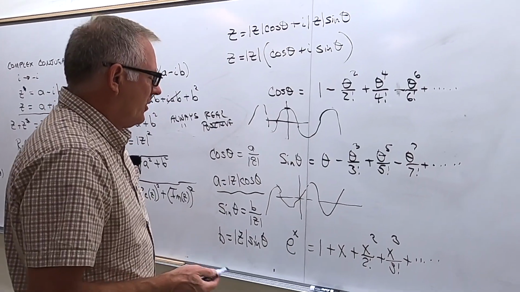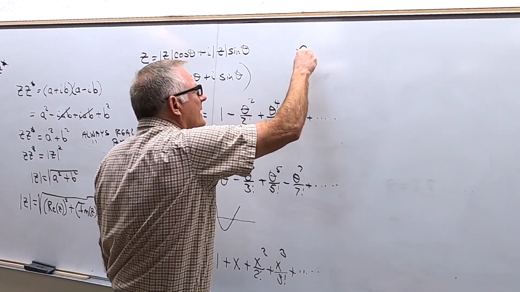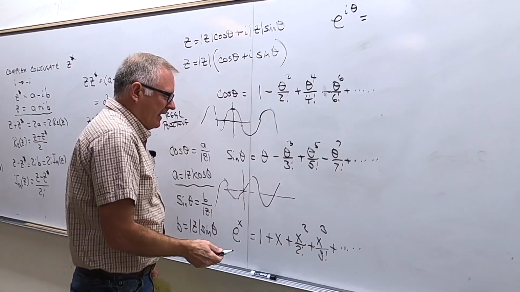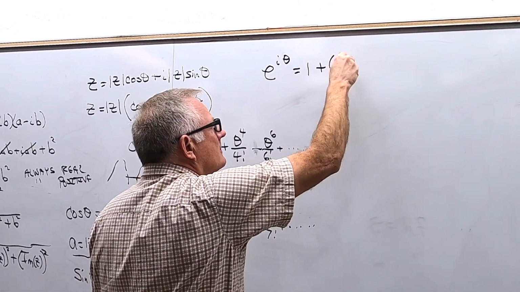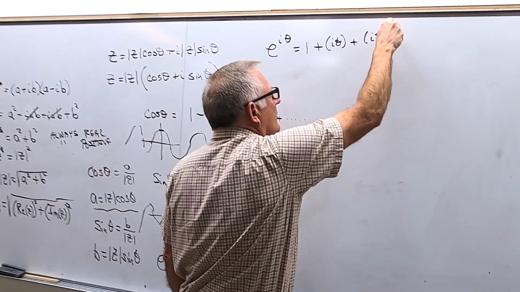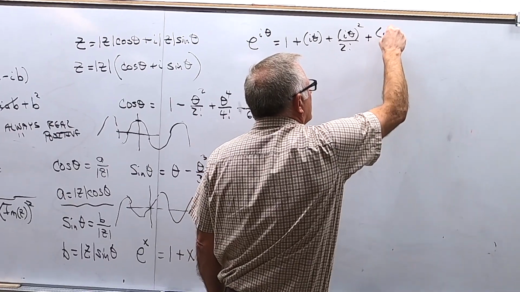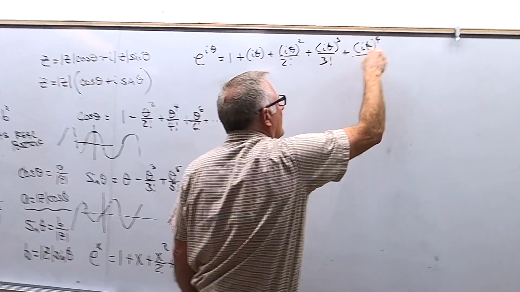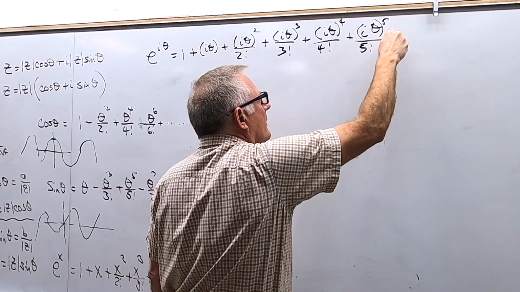Because what I'd like to do is, suppose I replace all of my x's here with i theta. That is, what is e to the i theta? Well, every place I see an x, put in an i theta. So you got 1 plus i theta plus i theta squared over 2 factorial plus i theta cubed over 3 factorial plus i theta to the 4th over 4 factorial plus i theta to the 5th over 5 factorial plus dot, dot, dot.